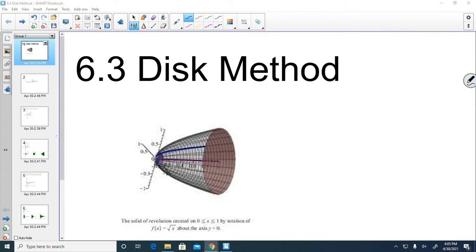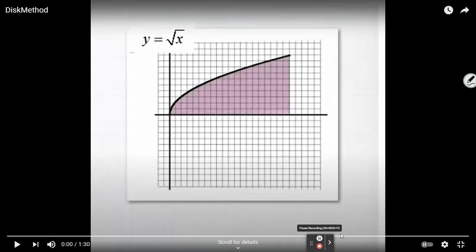Hi guys, today we're going to be talking about the disk method. So we'll be finding volumes of shapes that look like this. So what does the disk method look like? Let me show you a quick video or animation of what the disk method is. So the disk method is a way to find volume of a specific type of solid.